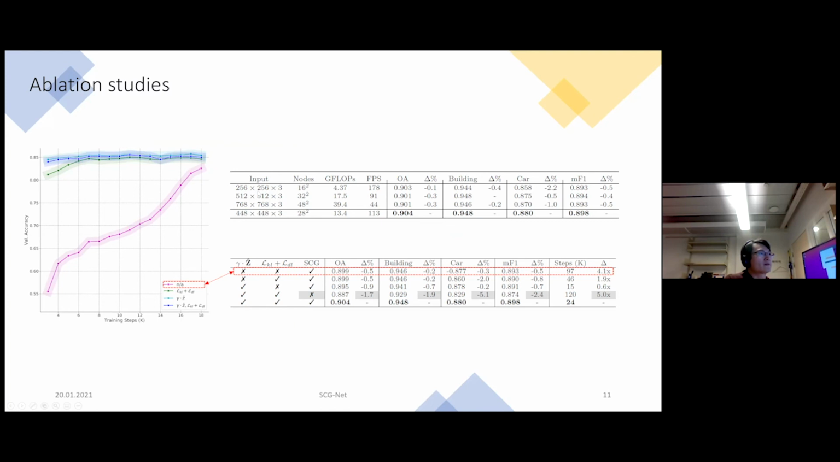We also tested this with different input sizes and node sizes. And finally, we see that the 448 times 448 input size with this node size can achieve the best results, and in terms of very fast inference speed.